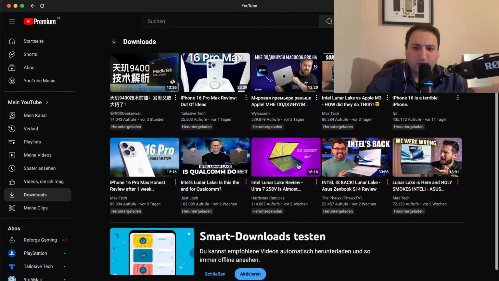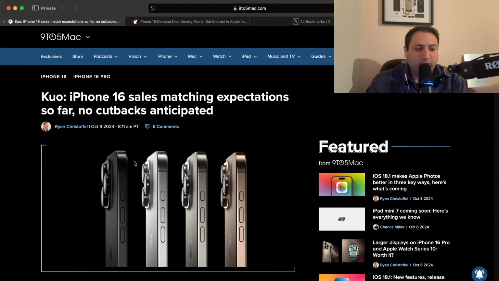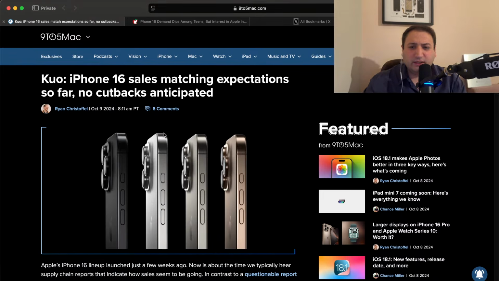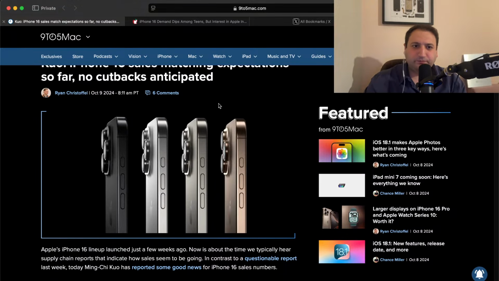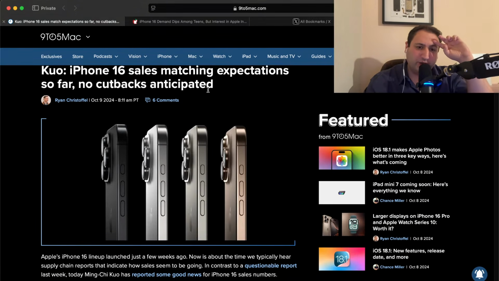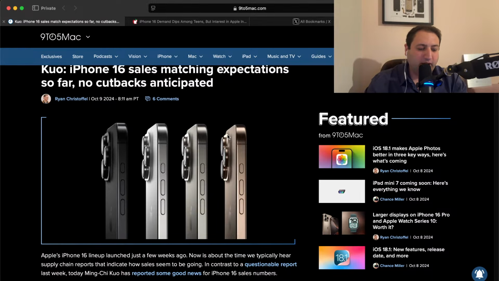Now, before we actually get into the Dimensity 9400 stuff, there is some very quick Apple-related news. This is coming from Ming-Chi Kuo, saying iPhone 16 sales are roughly matching expectations. There are no cutbacks anticipated. That, of course, stands in contrast to, I believe, the Barclays report from last week, saying that iPhone 16 will get cutbacks in orders for parts. Seemingly, that's not happening, so that's really good.